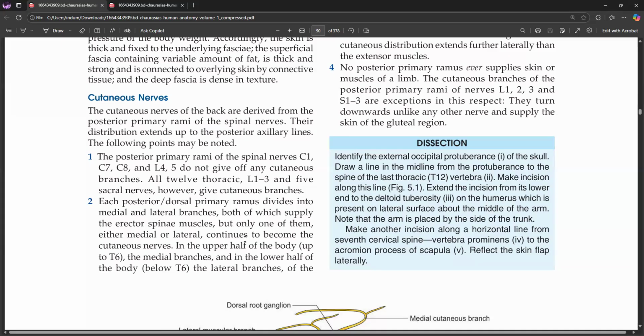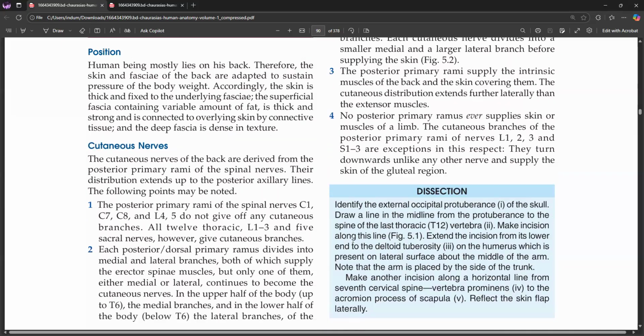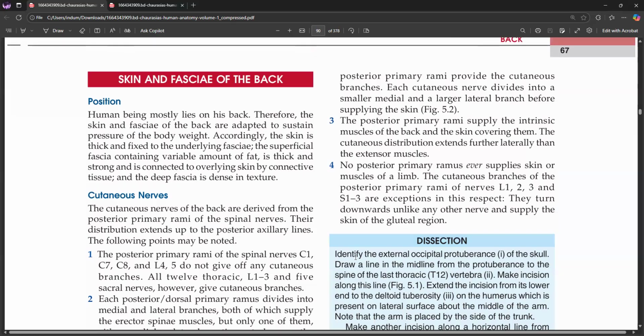Number 2. Each posterior or dorsal primary ramus divides into medial and lateral branches, both of which supply the erector spinae muscles, but only one of them, either medial or lateral, continues to become the cutaneous nerves. In the upper half of the body, up to T6, the medial branches, and in the lower half of the body, below T6, the lateral branches of the posterior primary rami provide the cutaneous branches. Each cutaneous nerve divides into a smaller medial and a larger lateral branch before supplying the skin.